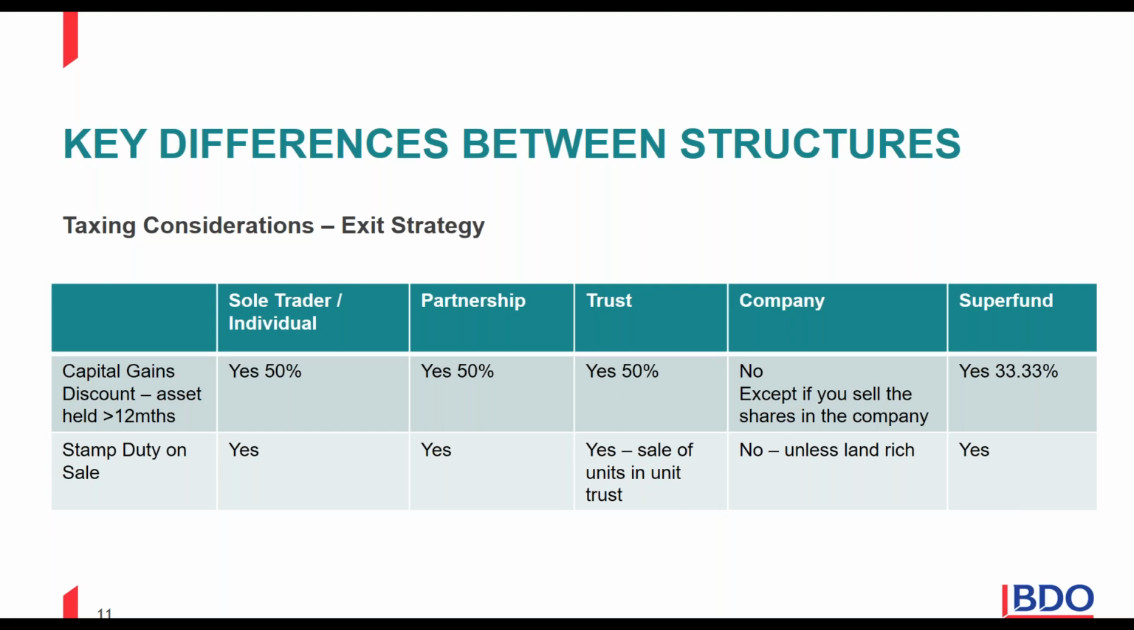So if we look through this slide here, we can see that there's an availability within the tax legislation that if you hold an asset for more than 12 months and it's on capital account, you can apply a 50% discount to the capital gains once that arises, 33% for a super fund. This is available in the sole trader, partnership and trust structures, but for a company, this is only available if you sell the shares within the company, as opposed to selling the underlying business within a company structure.